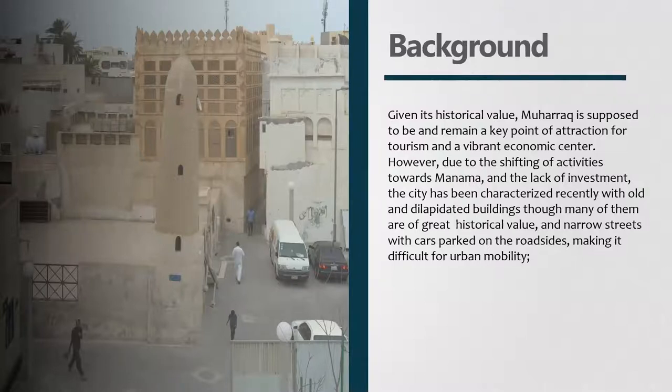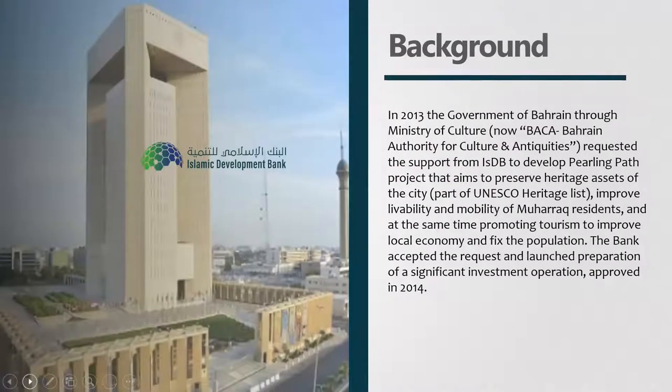Now, in 2013, the government of Bahrain, through the Ministry of Culture, which they call the Bahrain Authority for Culture and Antiquities, requested the support of the ISDB to develop a Pearling Path project that aimed to preserve heritage assets of the city, which has been listed as part of UNESCO heritage, and to improve livability, mobility, and at the same time promote economic and population growth. So the bank approved this request, and we started working on this project.